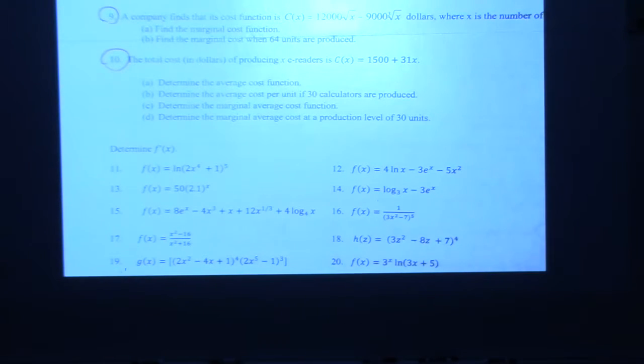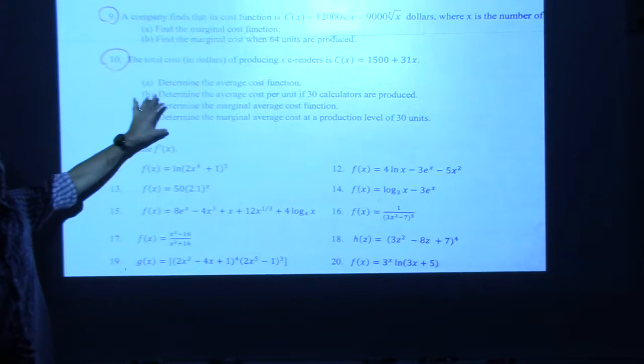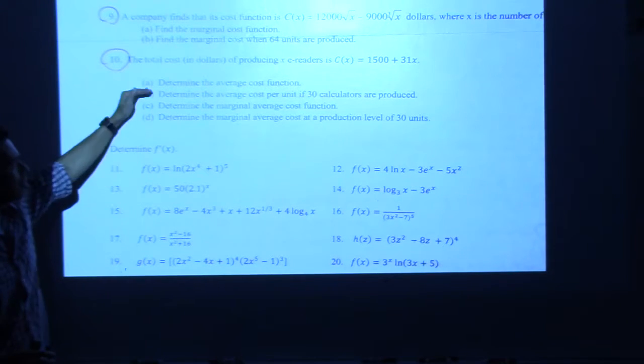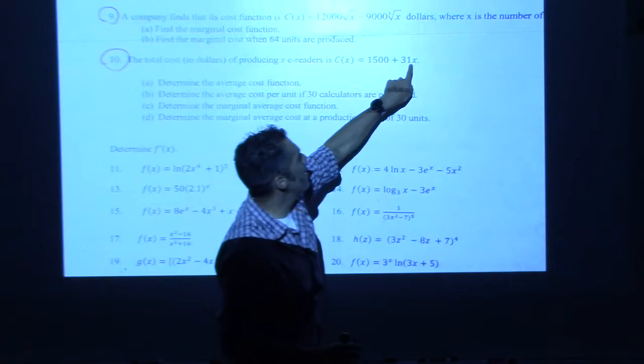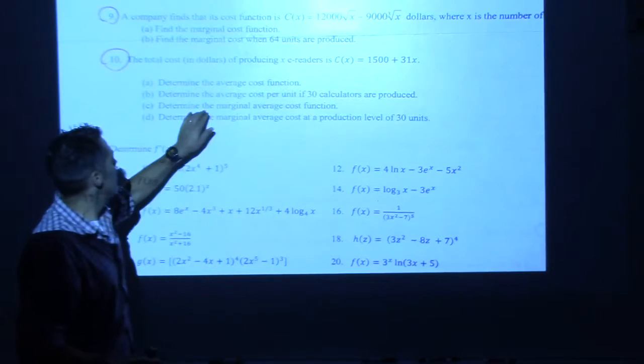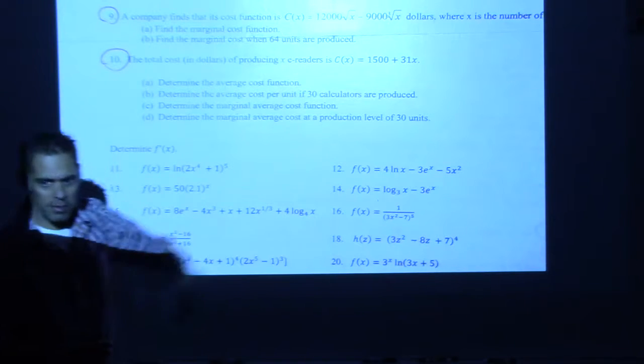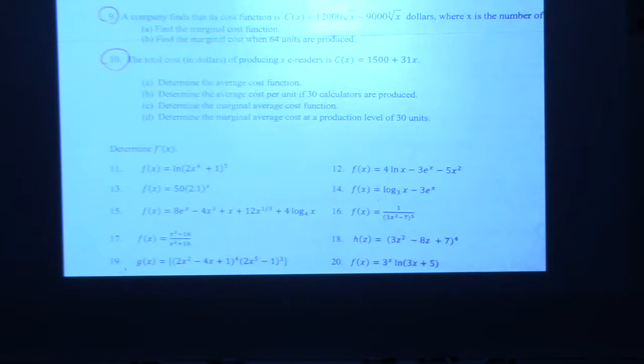You need to know that. If you don't know that, you need to go back and look in your notes and look in your homework and you'll see that problem. It's not a hard problem. You just need to know what the words mean, okay? Average cost function, you divide this by x, divide this by x. Then the marginal average cost means you take the derivative of that new function. Marginal average cost. All right, let's look at all these derivatives.